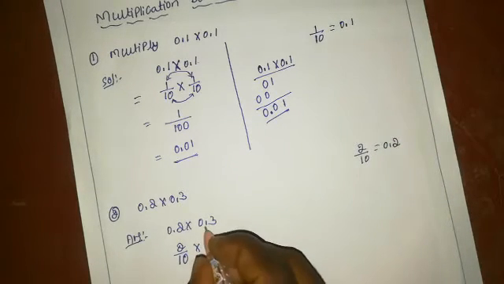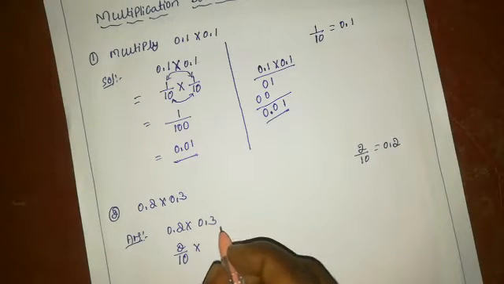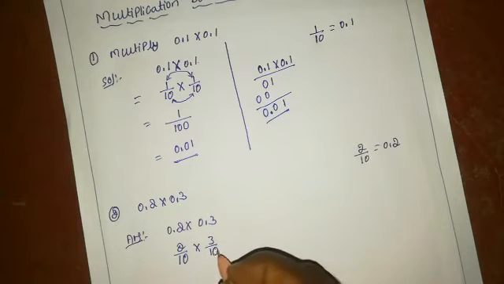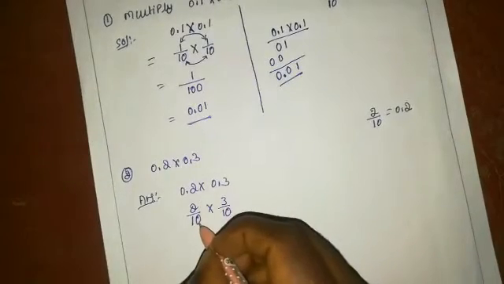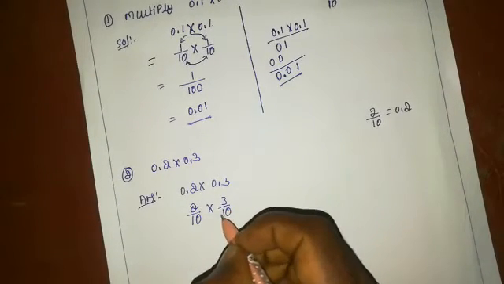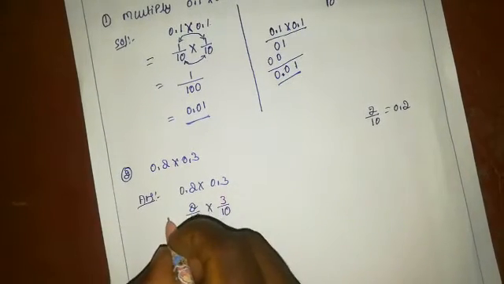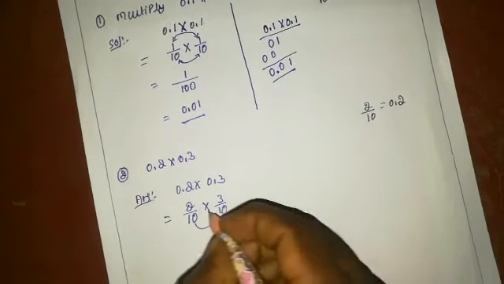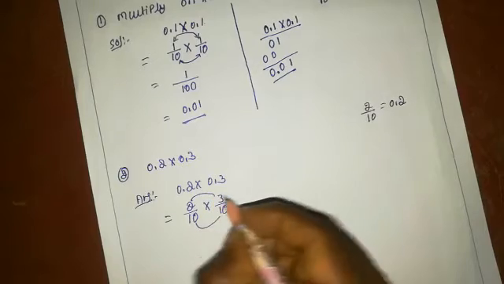Okay, and here 0.3, we can write it as 3 divided by 10. Now 2 by 10 and 3 by 10, both are fractions. And we know how to multiply fractions: multiplying the denominators and multiplying the numerators.